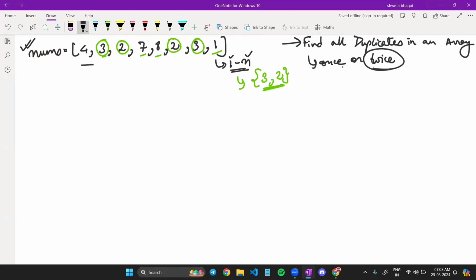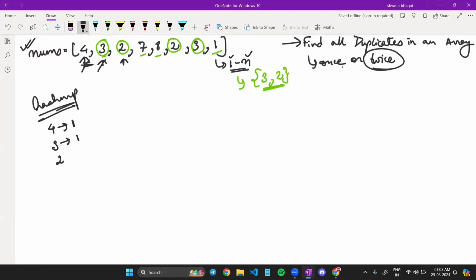The first approach of solving this problem is pretty obvious: we will keep track of the frequency of each of the elements of nums. So we can take a hash map and simply iterate over all the elements of nums. Let's say currently we are at 4. We'll save 4 and set its frequency to 1. Then we'll move to the next element. We have got the 3, so we'll save 3 and set its frequency to 1. Then we'll move forward.